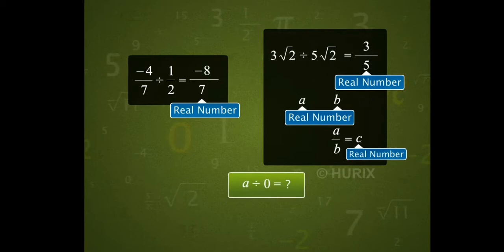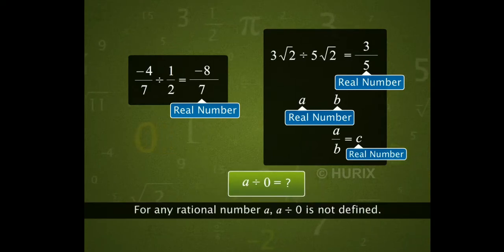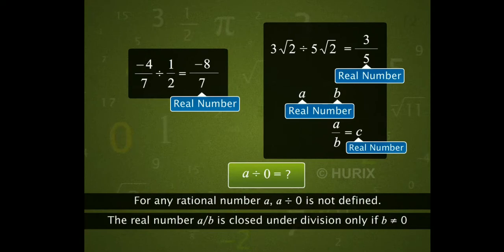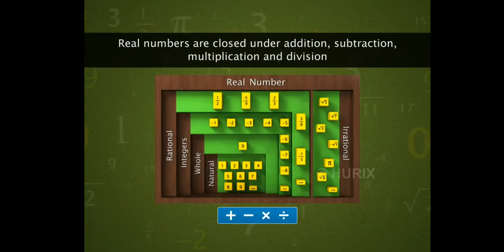What happens when we divide a real number by 0? Do you think real numbers are closed under division? Division by 0 is not defined in case of any number. Therefore, real numbers are closed under division if the denominator of the real number is not 0. Real numbers are closed under all four fundamental operations of arithmetic.